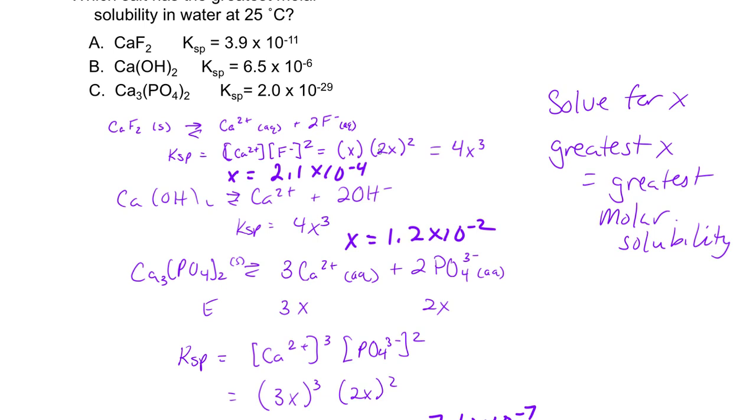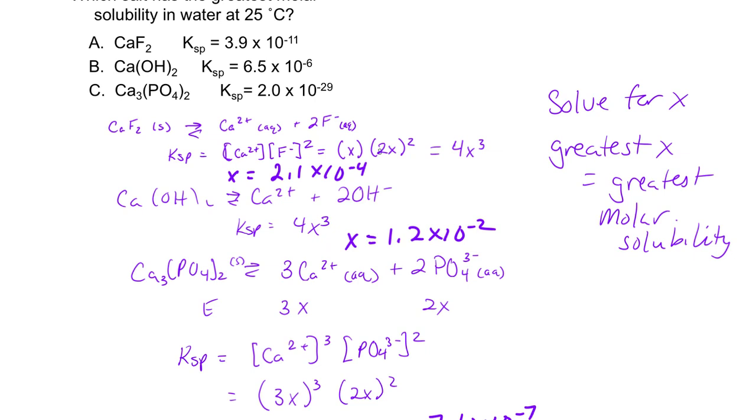It won't always end up that the largest KSP is the one with the greatest molar solubility in this type of case, but it is. It just happened to. That was your question? Yeah. A more evil person could figure out the one where the KSP is smaller, but the molar solubility is greater.